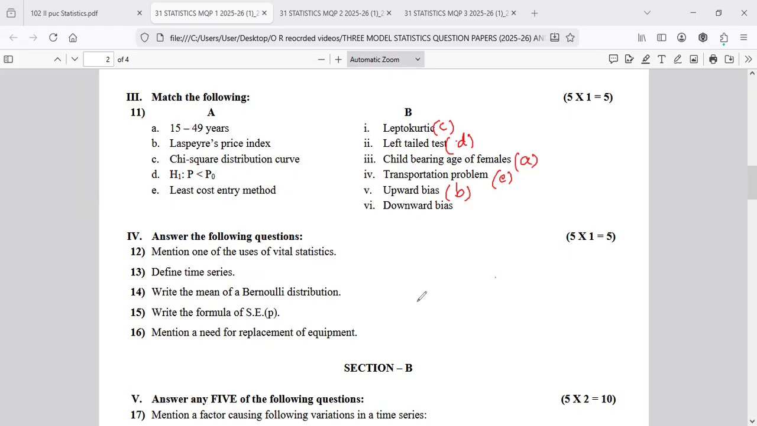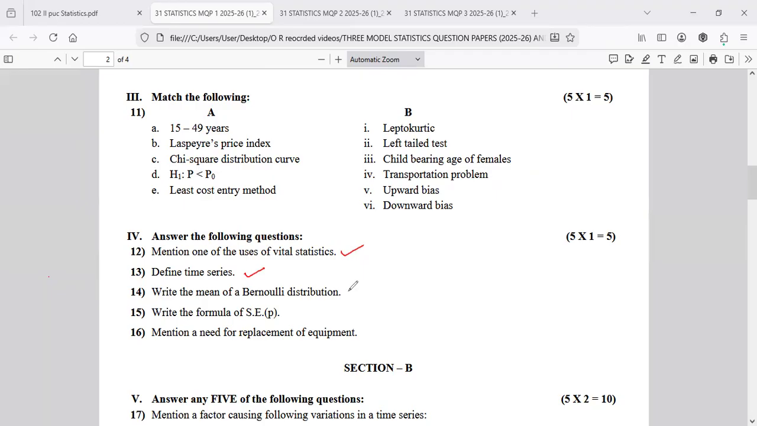Yes, very simple. This is match the following. And one more question. Mention one use of vital statistics. It is used in demographic research. Okay, define time series. So what is the definition of time series? The arrangement of statistical data in a chronological order.